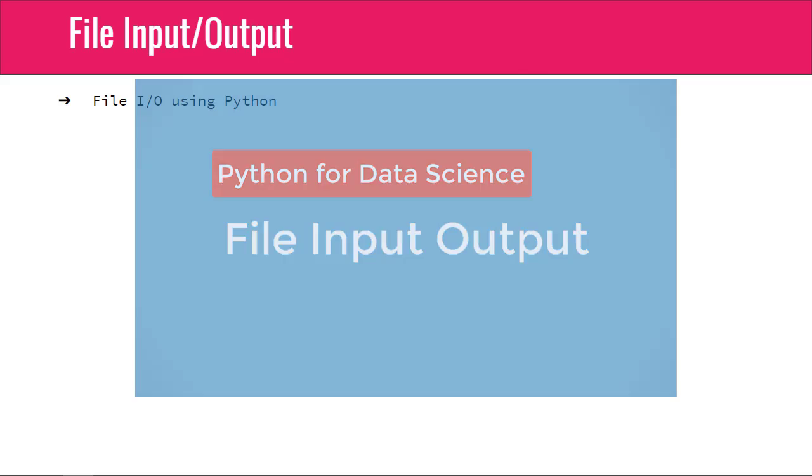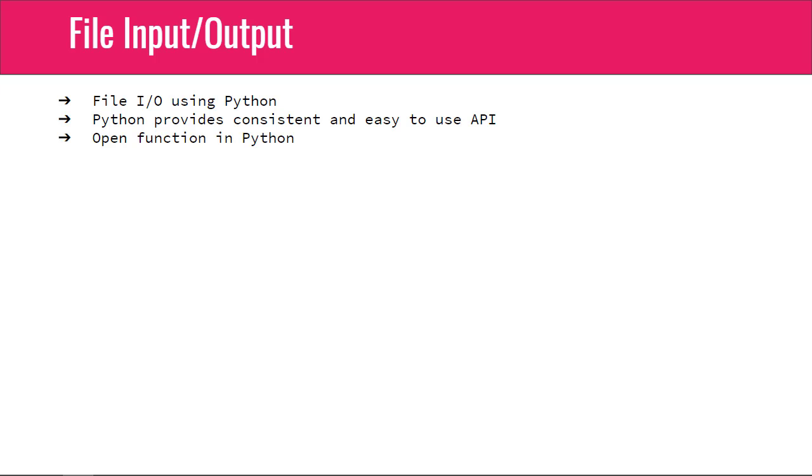Let's talk about file handling in Python. Python provides a consistent API for working with files. It's very easy to use. The main function is the open function, which allows us to open any file for reading, writing, or appending any kind of data.